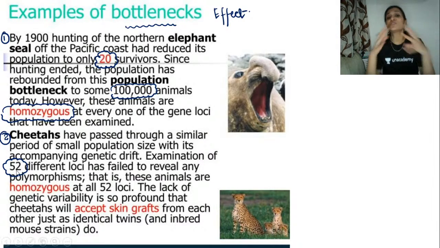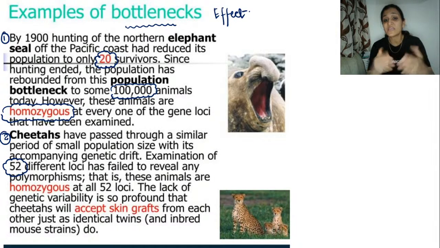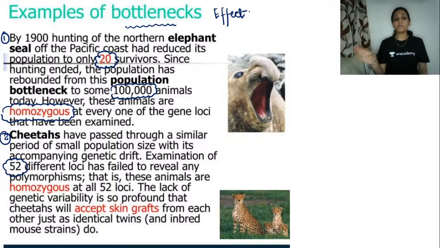So if there is lots of variation, there will be differences in MHCs, there will be lots of immunological reaction, but they were inbred because of their lesser number. They can accept the graft of others. So what we want to convey by acceptance of graft from anyone is they are so similar to each other that there is no rejection in grafts, and they are similar at 52 different loci. And for elephant seal, they were totally similar at all of the gene loci. So this is the example of genetic drift. So these are two of the examples which I wanted to highlight.